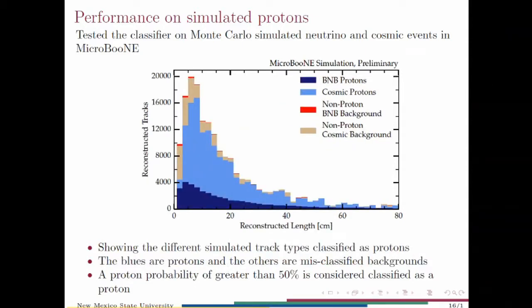And then here's the background. This is everything that got classified as a proton, all of the reconstructed tracks. Here are the protons in blue: the neutrino-induced protons in dark blue and the cosmic in light blue. And then the backgrounds, we have the non-proton cosmics and the neutrino-induced non-protons. So again, you can see that we have a pretty high purity. The reason there are so many more cosmics than neutrino-induced is just because we start out with about 100 to 1 cosmics to neutrino-induced tracks.